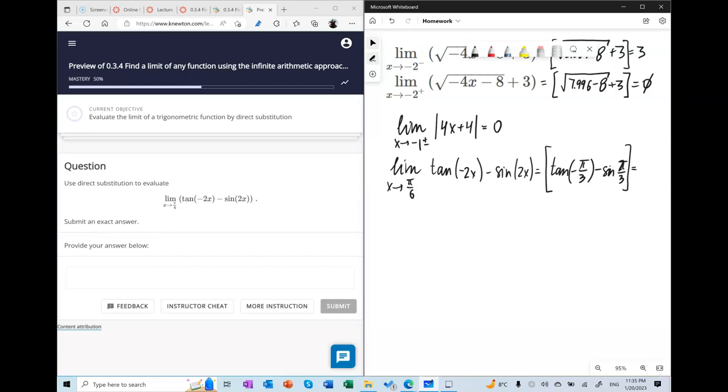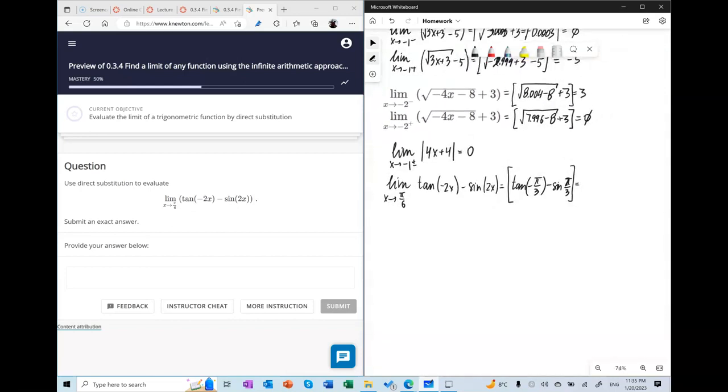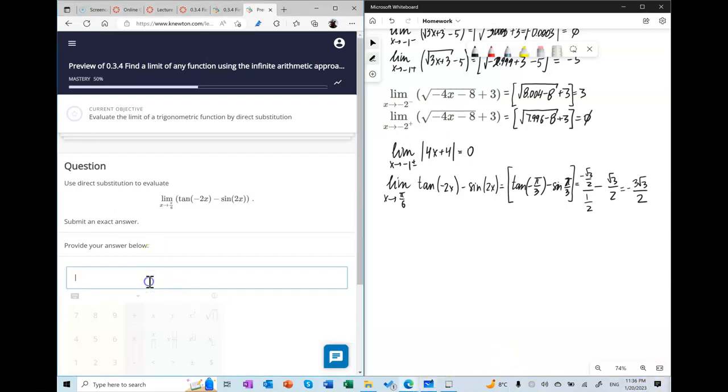Sine of pi over 3 is... what's sine of pi over 3? It's square root of 3 over 2. And tangent of -pi over 3 is the negative square root of 3 over 2 over 1/2. So the answer is -√3 minus square root of 3 over 2. So it's just -3√3 over 2.